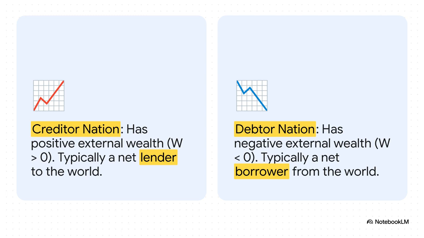And this creates a really clear divide. On one side, you have creditor nations, like Japan. They tend to run current account surpluses. They earn more than they spend. And what do they do with the extra cash? They go out and buy up assets around the world. On the other side are debtor nations, like the US, who do the exact opposite. They run deficits and sell their own assets to pay for them.